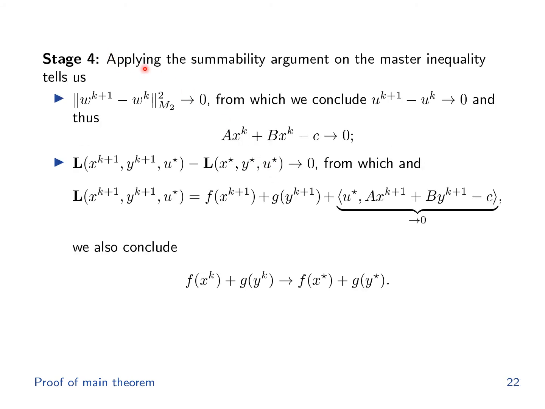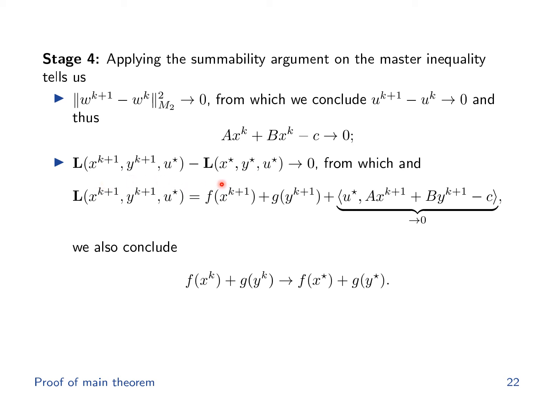So applying the summability argument on the master inequality tells us these two conclusions. The wk plus 1 minus wk norm term converges to 0, and this one decomposes to 3 induced norms, and the last one is the induced norm of uk plus 1 minus uk. So it actually tells you uk plus 1 minus uk converges to 0. And looking at the formula for uk plus 1, this is just a scaled version of the constraint violation. So the constraint violation must also converge to 0.